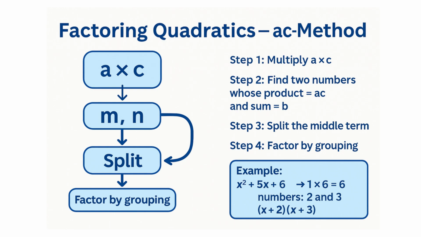It's especially useful on the SAT, where expressions are carefully designed to test your flexibility and your ability to work systematically under time pressure. As you practice this technique, you'll find that the AC method becomes quick, automatic, and intuitive, allowing you to factor almost any quadratic without relying on shortcuts or hoping you get lucky.